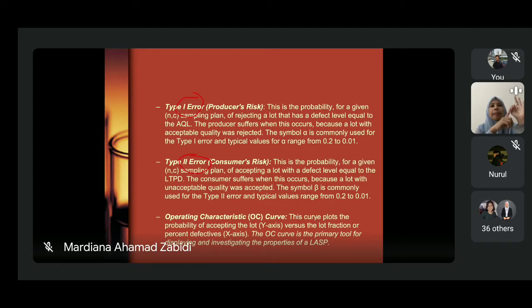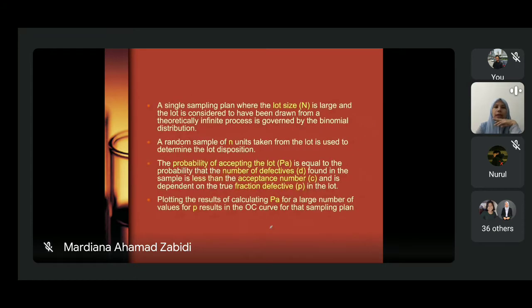OC curve is whereby the curve is plotted with the probability of accepting the lot on the y-axis versus the lot fraction or percent defective. That one is the x-axis. So this OC curve, basically this one is untuk sampling plan or the scheduling of sampling plan.